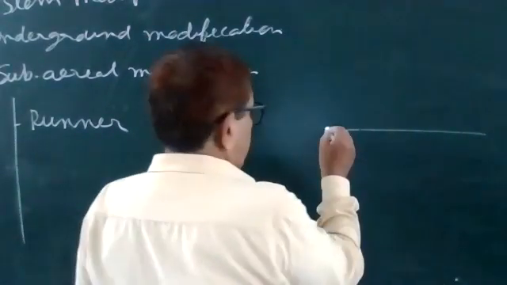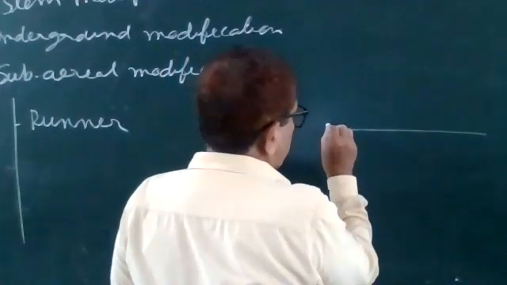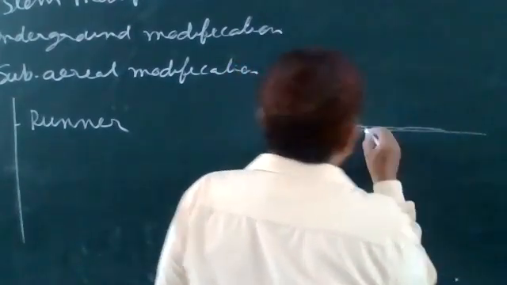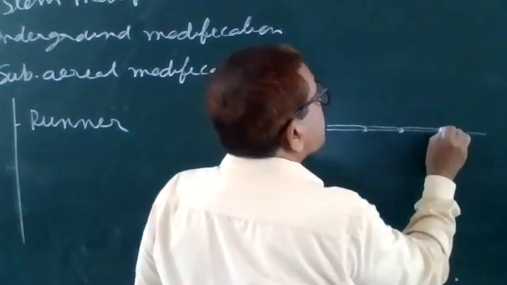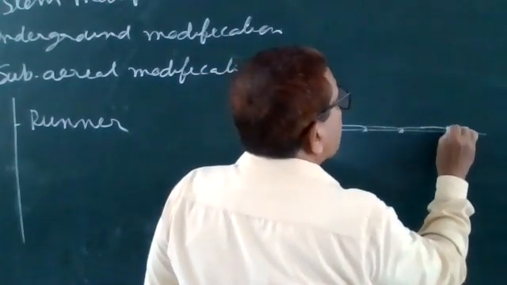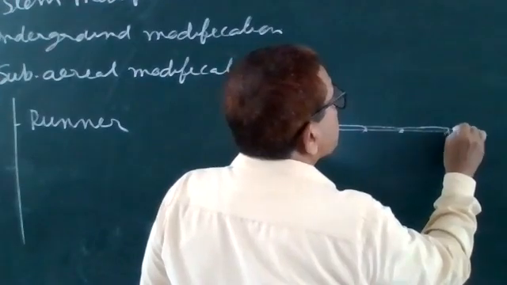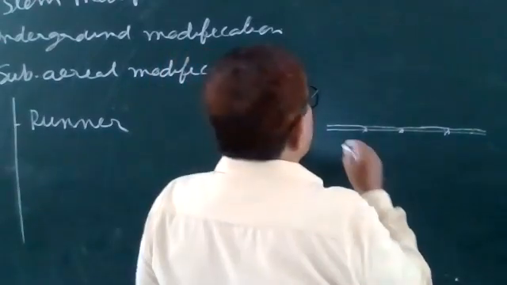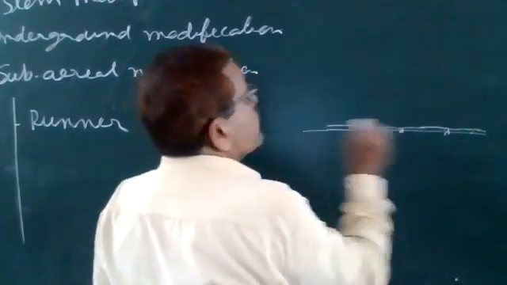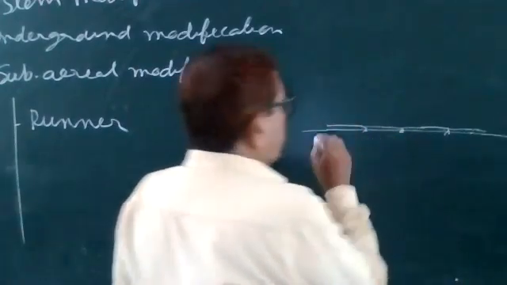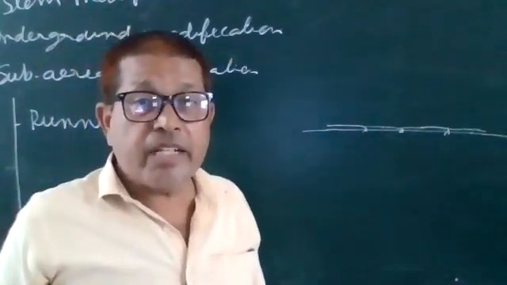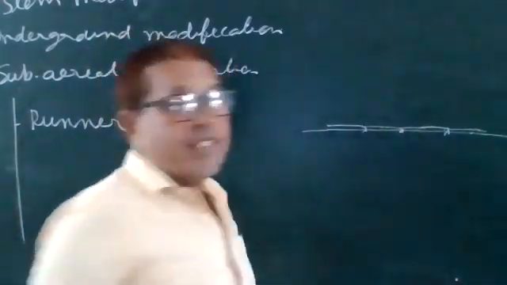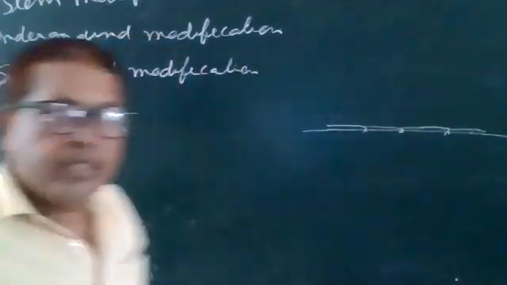In this case, the stem moves parallel to the ground and at the nodes it is attached to the ground. So this is called a runner. It moves parallel to the ground.